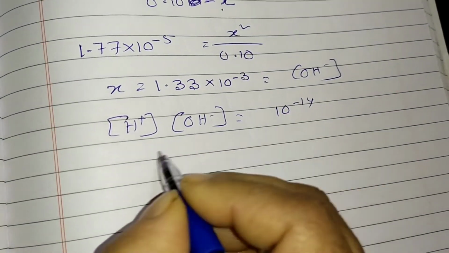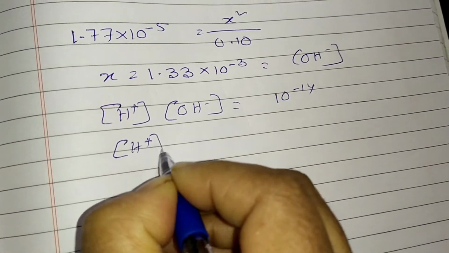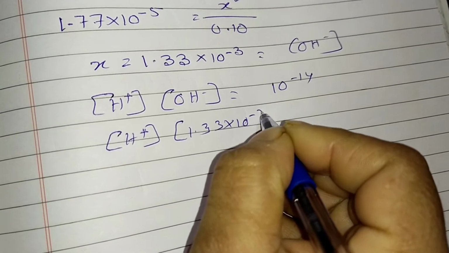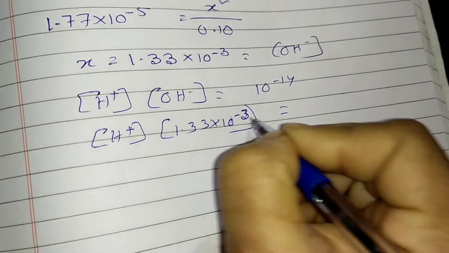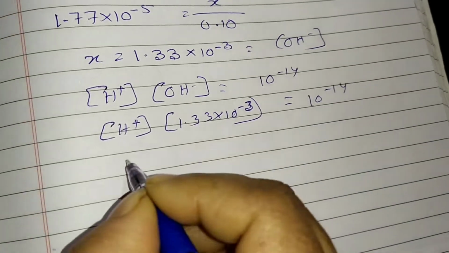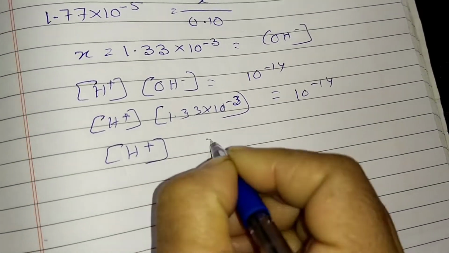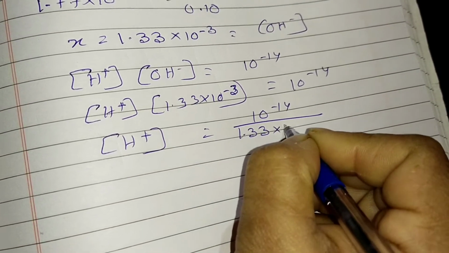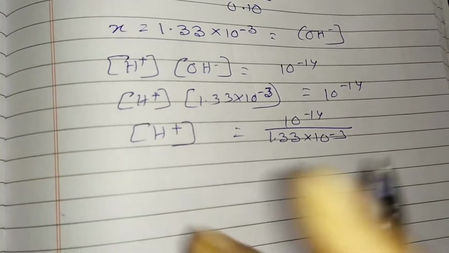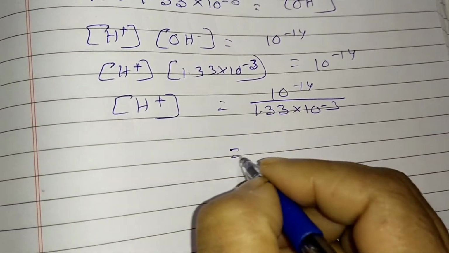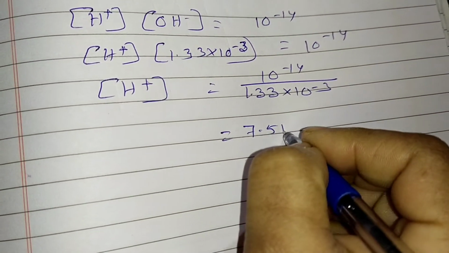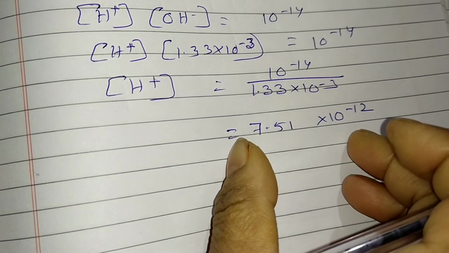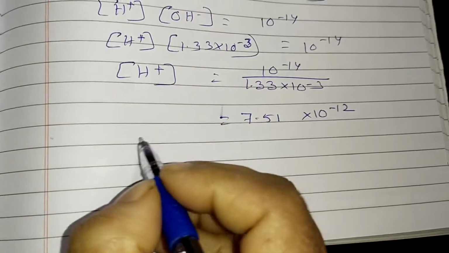So now we have to find H plus. H plus times OH minus, which is 1.33 × 10^-3, equals 10^-14. So the H plus concentration equals 10^-14 divided by 1.33 × 10^-3. Am I clear? So the answer comes to 7.51 × 10^-12. This is the H plus concentration, but we have to find the pH here.